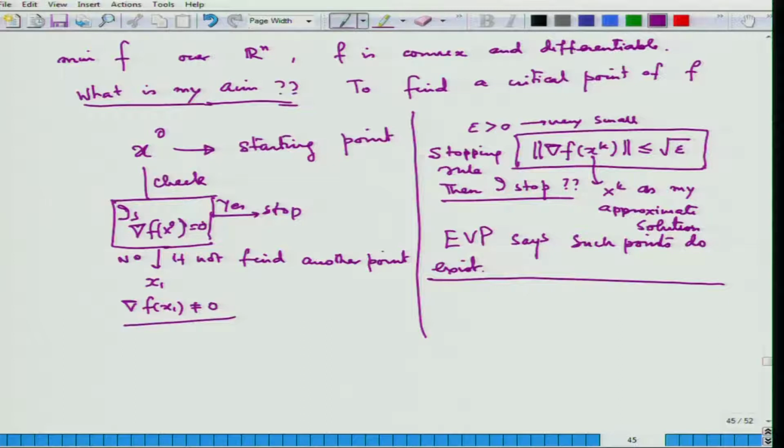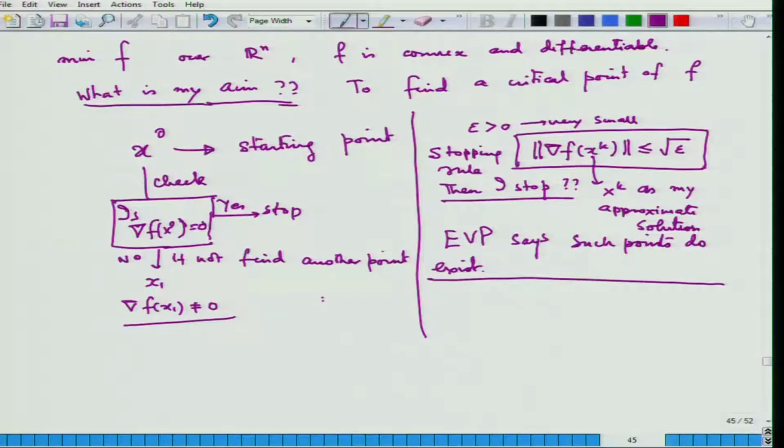Now, you might say that you have generated one sequence of points. How do you know that such a point would be on that sequence? From EVP you cannot say that it lies on a sequence, but EVP says that if you take any approximate solution, then in its neighborhood there is another approximate solution where such a result would hold.